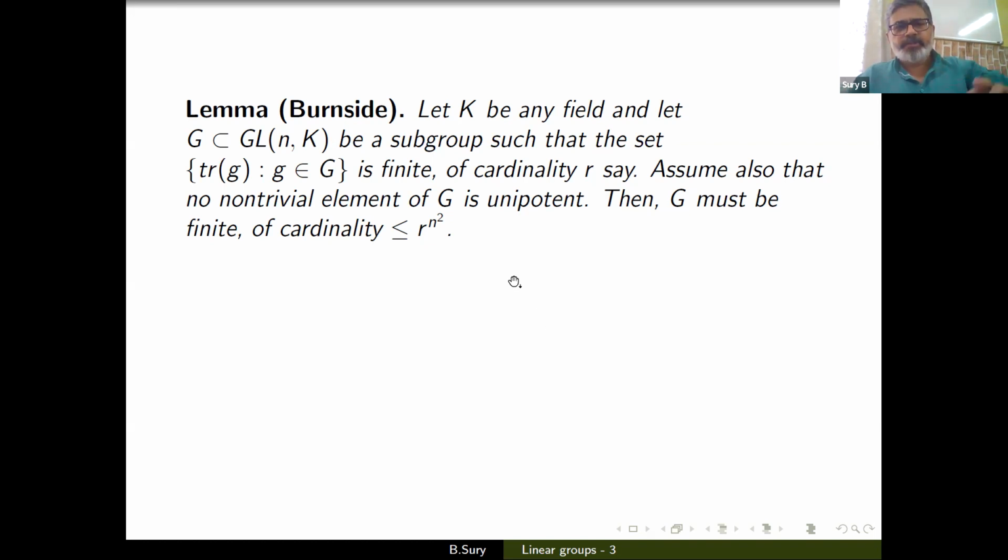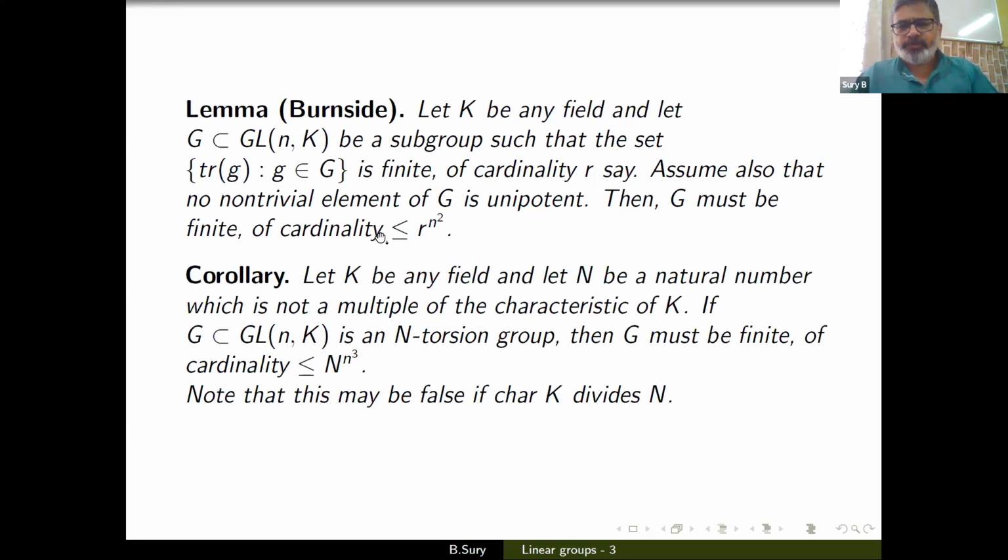So in the characteristic p case, you want to avoid it. So either you take characteristic 0, or you say the characteristic is positive but the element is not unipotent. This is the version we take. If the set of traces is finite and G has no unipotent matrices, then G must be finite, of cardinality at most R to the power n squared. So I'll give the proof of this.